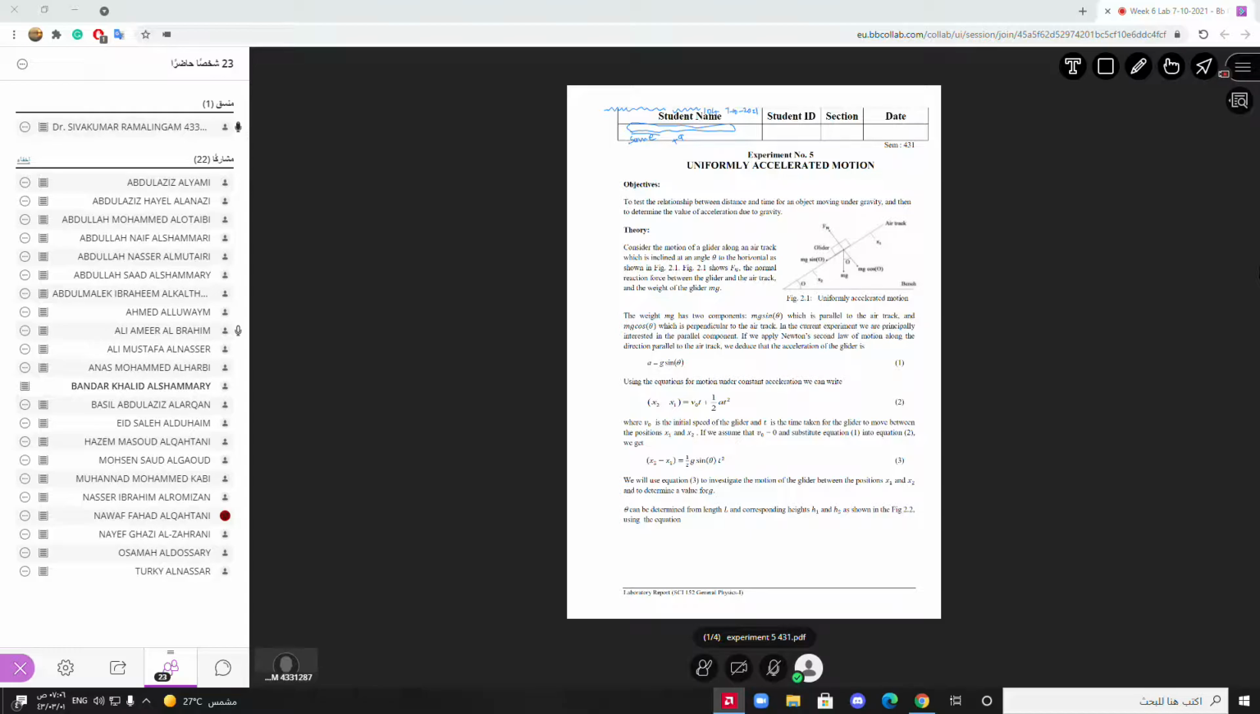We are going to do an experiment on uniformly accelerated motion. Before getting into the experiment, can I ask one question? Can you give an example for uniformly accelerated motion, Shabab? Anyone? An example for uniformly accelerated motion.